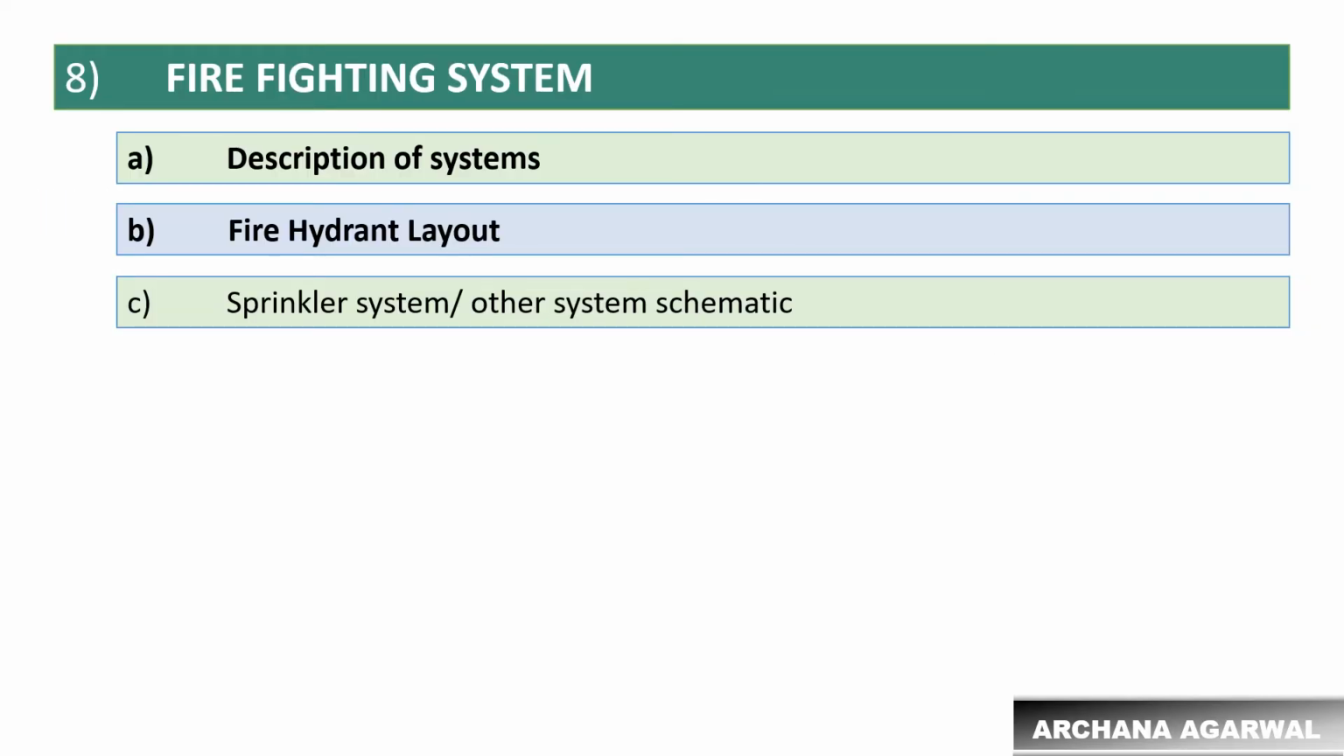The MEP services or utilities required to make your proposed design functional need to be shown. Under firefighting, the system proposed should be described. Fire hydrant layout should be shown, and the other schematics for sprinkler system or any other system proposed by you should be shown.